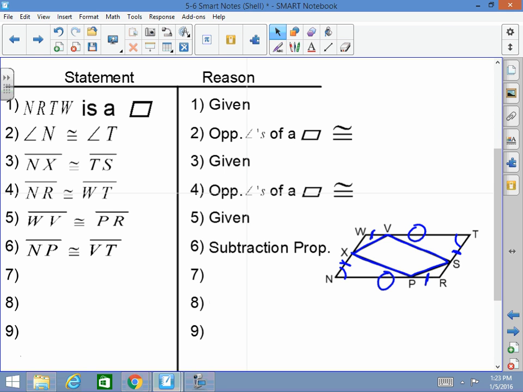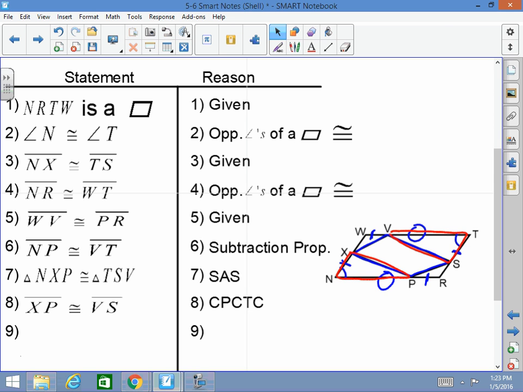So now think about it. Look at this little triangle that I created here. What can I prove about these two red triangles that I just outlined? They're congruent because of side angle side. Very good. So triangle NXP is congruent to triangle TSV, side angle side. XP is congruent to VS. Now XP is congruent to VS because of CPCTC. Say both pairs of opposite sides. When you have to prove that it's also parallel.